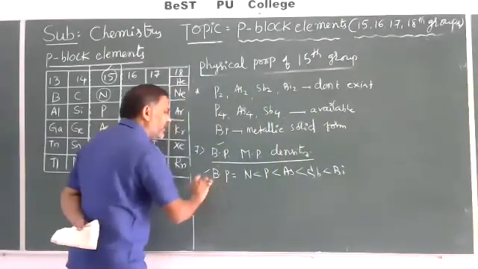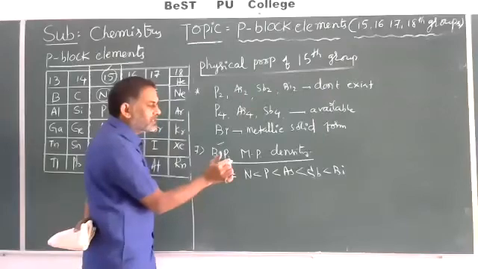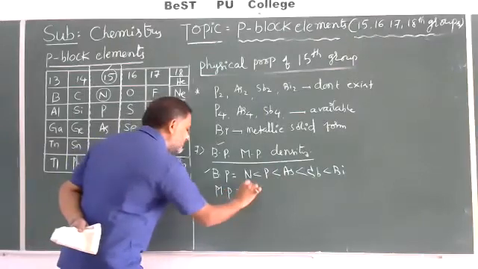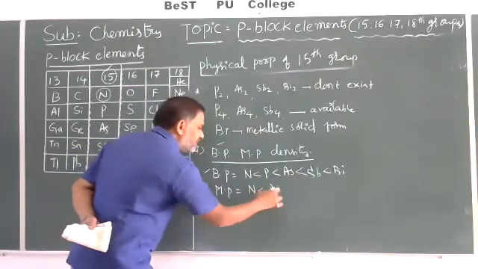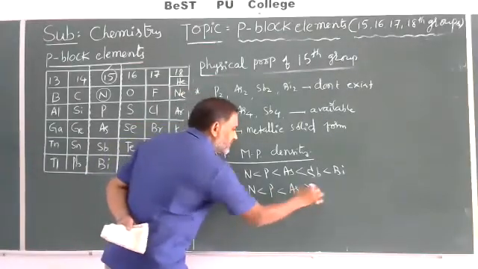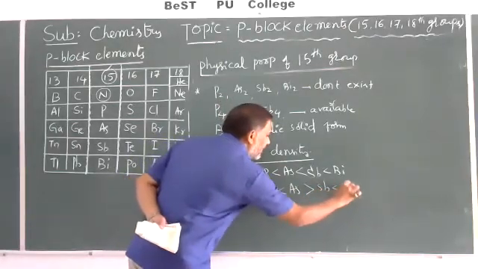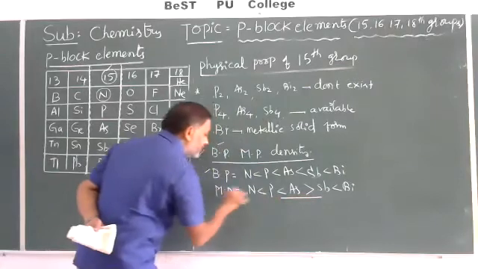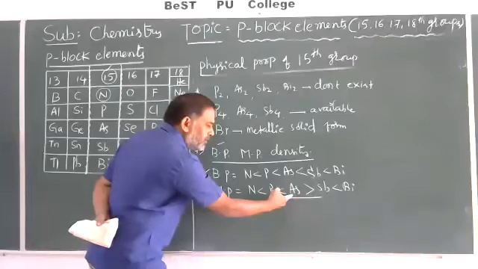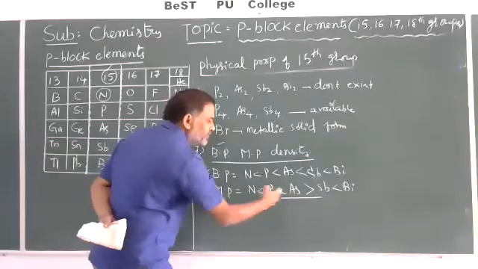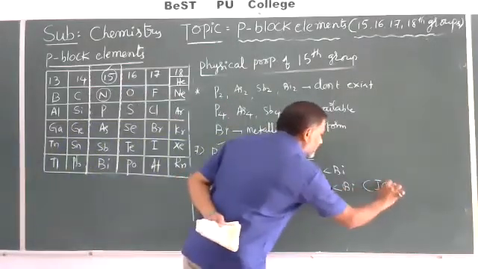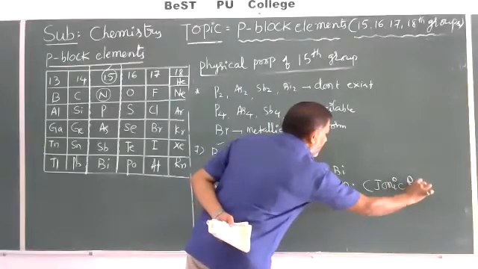Boiling point increases with increasing atomic mass as well as size. Melting point also increases, like nitrogen less than phosphorus less than As, but with a slight variation: As is greater than Sb, and again Sb is less than Bi. This is very important in melting points. Due to the molecular structure of arsenic, its melting point is higher compared to the other elements, similar to the ionic radius order.